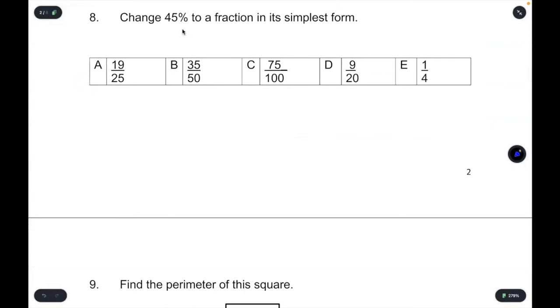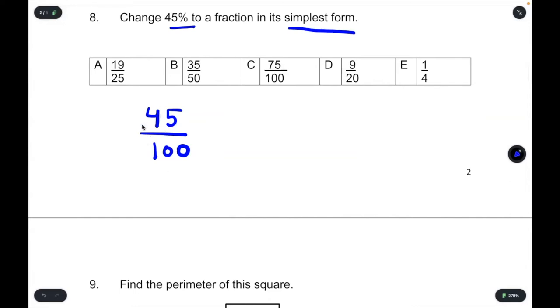Now we said a little earlier that percent means out of 100. So if we've got 45%, then we're saying 45 out of 100. That is an accurate conversion from a percentage to a fraction. However, that is not the simplest form. The simplest form is when you can't divide the numerator and the denominator by anything further that they have in common. Now here they do have factors in common because you can divide the top and bottom both by 5, for example.